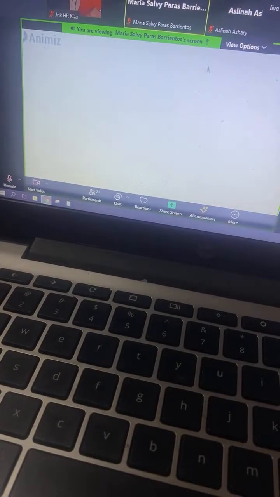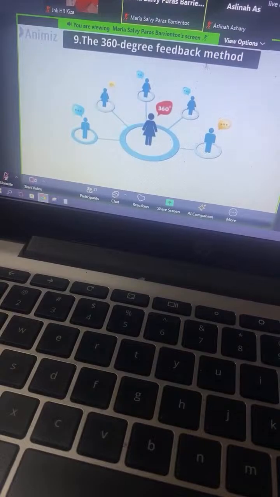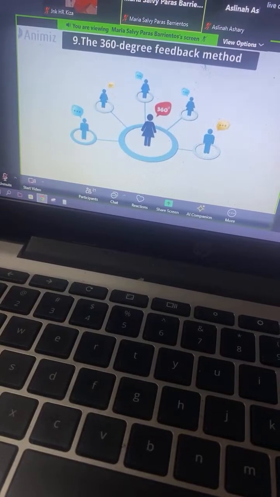Now move on to the last one, 9. The 360-degree feedback method. The 360-degree feedback method is used to measure productivity by generating feedback from fellow employees.